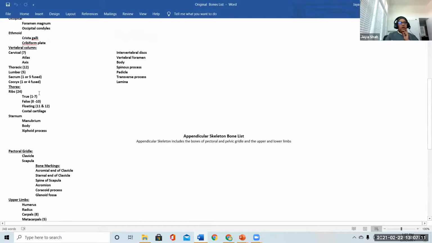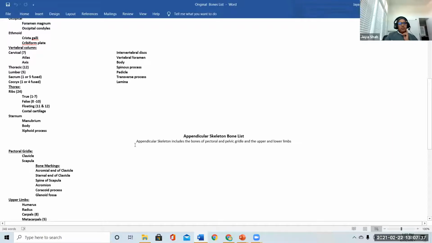Let's come to the vertebral bones. Vertebral bones are listed by region. The neck region is cervical, the thorax region is thoracic, the loin region is lumbar, and then sacrum and coccyx, with their numbers there. There are many features of the vertebra here: intervertebral disc, vertebral foramen, body of the vertebra, spinous process, pedicle, transverse process, and lamina.